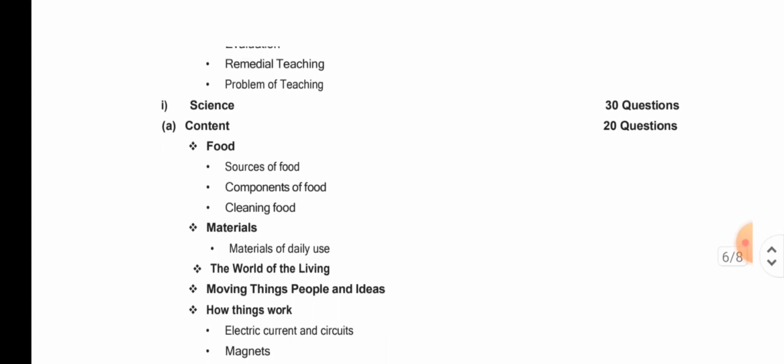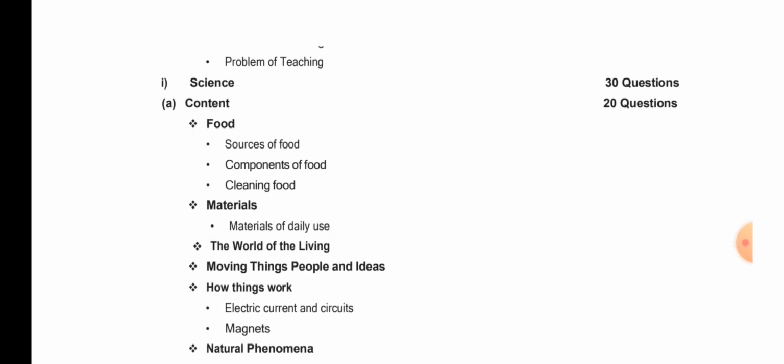Now let us go to science and see. These topics are coming from class 6, so when you pick up the textbook of class 6, you will know. 30 marks will be there. 20 questions will come from the content of science and 10 will come from pedagogical issues.